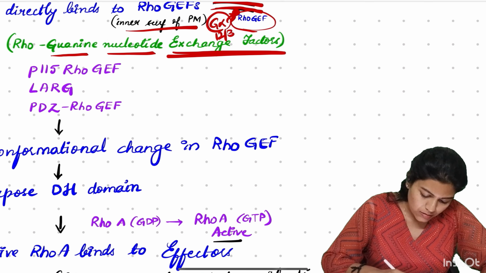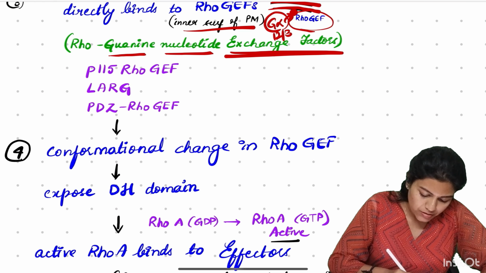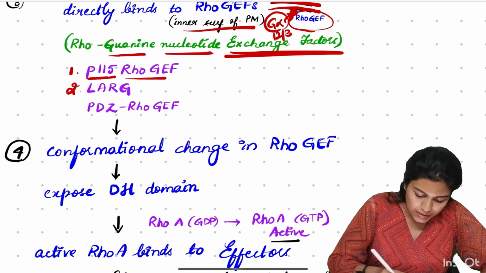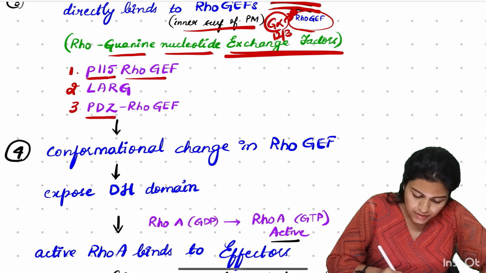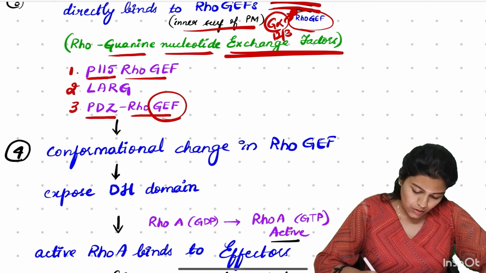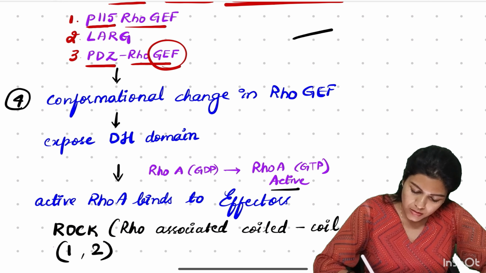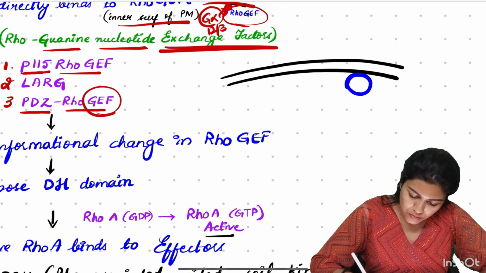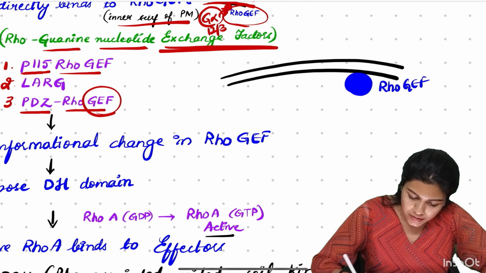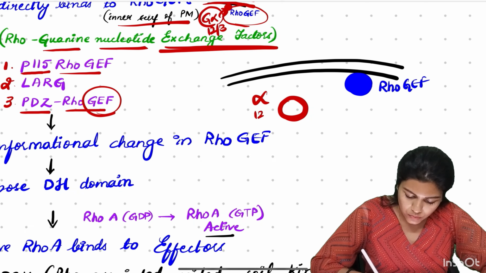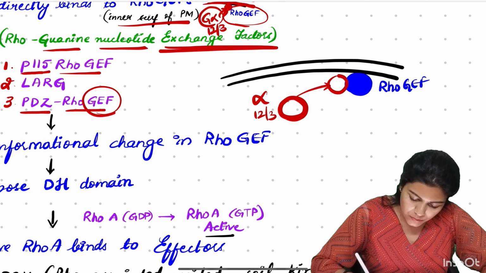So what are these RhoGEFs? Three examples are p115 RhoGEF, LARG, and thirdly PDZ RhoGEF. These are a few examples of the GEFs. Now I would like to draw a diagram. This is a plasma membrane. On the inner surface of the plasma membrane, I have drawn this RhoGEF. This is the active alpha 12/13. It will directly bind to this.